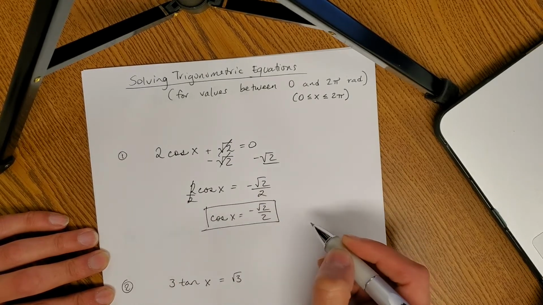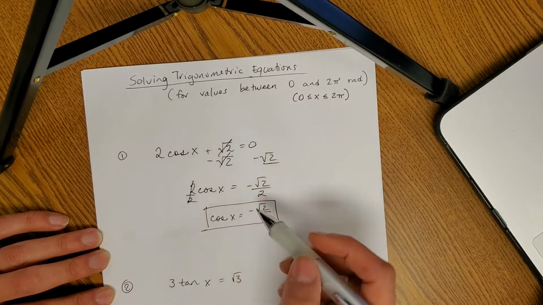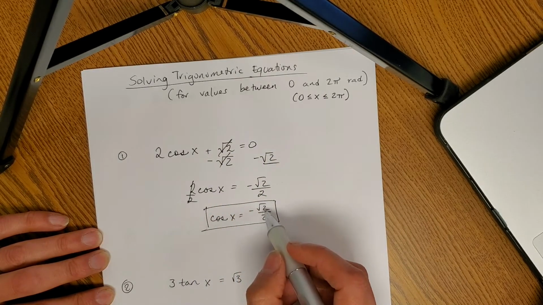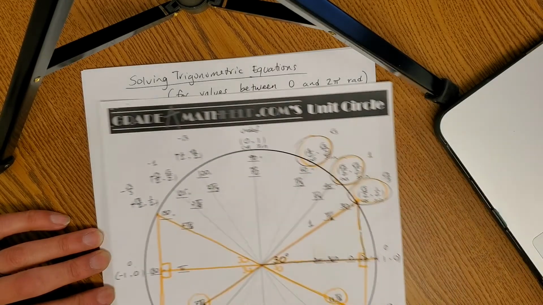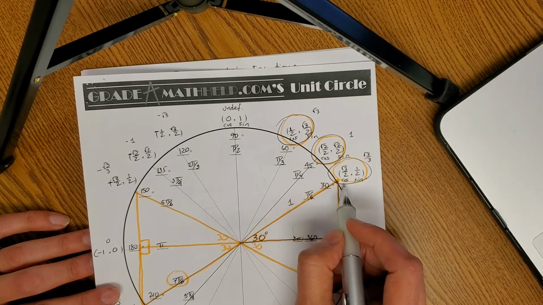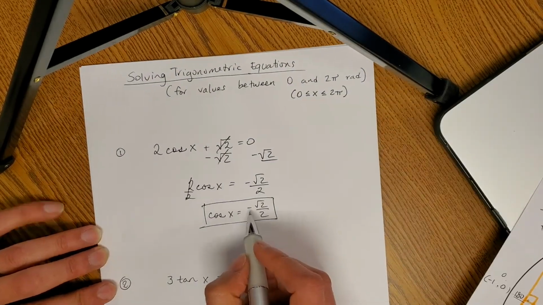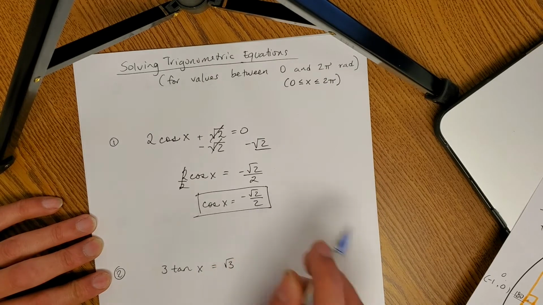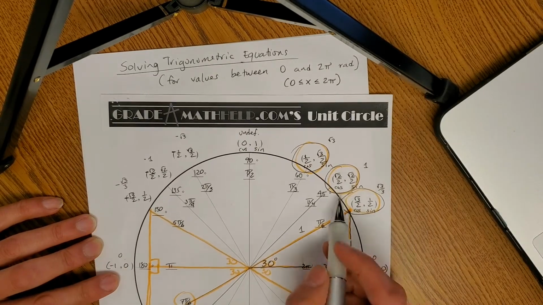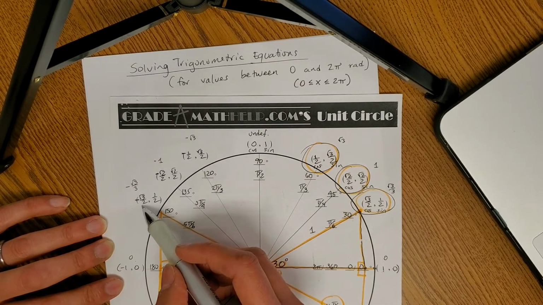That's it, right? So what we're trying to find out here is for what values of x is cosine negative radical 2 over 2. Remember, we use our unit circle. The cosine is always the x value. So we're going to go around the unit circle and locate negative radical 2 over 2. Cosine is not negative in the first quadrant. It's negative in the second quadrant. So these are all cosines right here.